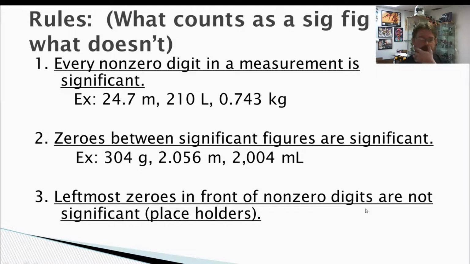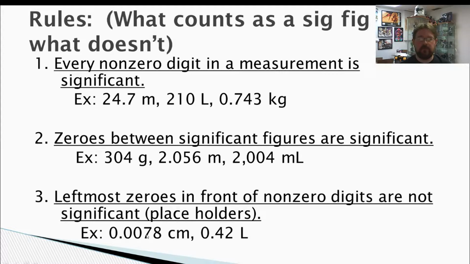Rule 3, leftmost zeros in front of non-zero digits are not significant. They are called placeholders. This goes back to what I said before. Just because something's not significant doesn't mean it's not important. Placeholders in a number are important. But let's look at this. We have 0.0078 and 0.42. How many significant figures in these measurements?